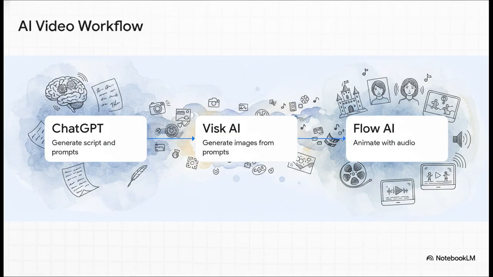So let's map out our actual tech stack. We're basically chaining together a simple 3-tool relay race. Step 1, we use ChatGPT as the brains of the operation. It handles the script and writes our prompts. Step 2, we take those prompts over to Visk AI to generate our foundational images. And step 3, we feed those images into Flow AI to add the animation and the audio.